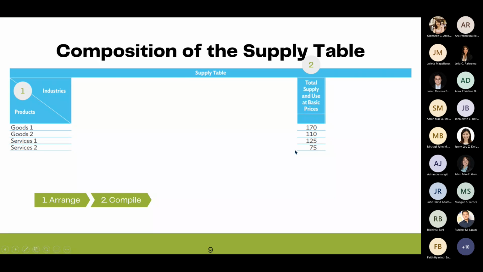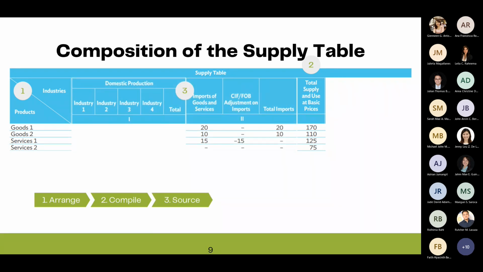We further determine the source of the supply per product. So were they domestically produced or were they produced elsewhere and imported by the economy? So within this domestic production portion, notice that we don't have any figures yet. It's because we need to further identify the breakdown of domestic production by specific industries. And we don't need to do this for imports since we simply have just a column for the imports of all goods and services per product. So here we are expanding the supply table, such that we identify which domestic industries produced those goods and services.